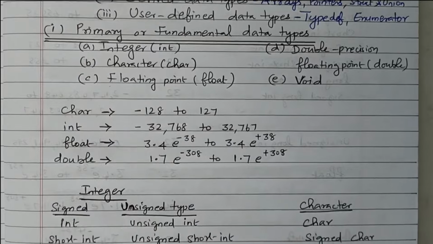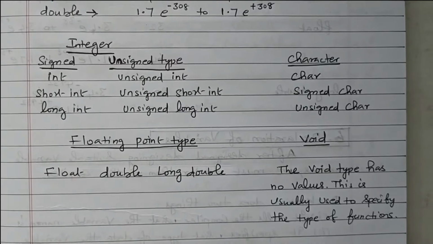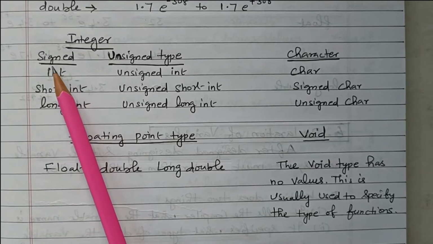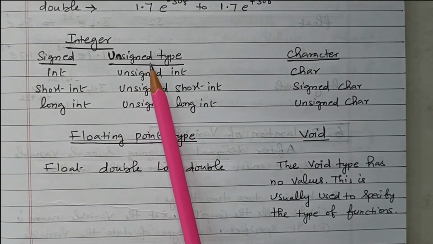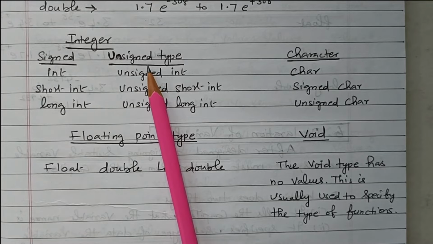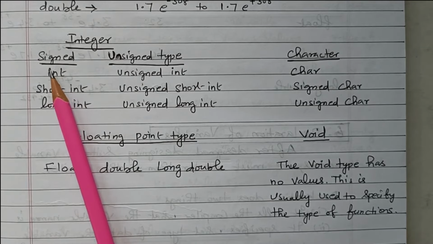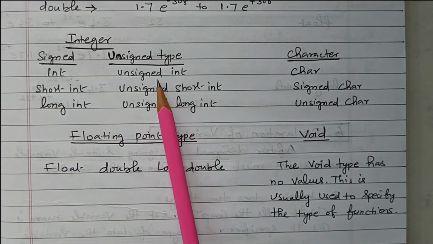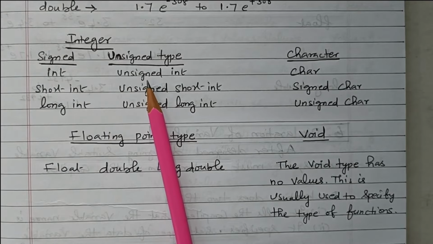Now we'll see the further classification of the data types. Integer is classified into signed integer and unsigned integer. Unsigned means we are not bothered about the sign, either positive or negative. Signed means the sign is also taken into account. It will indicate whether the given number is positive or negative. For that also the memory location is allotted. Here memory location is not allotted for the sign.